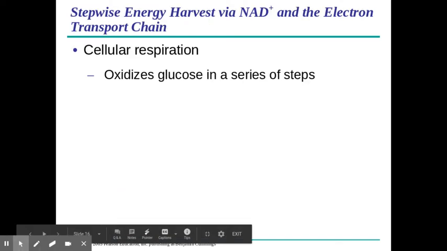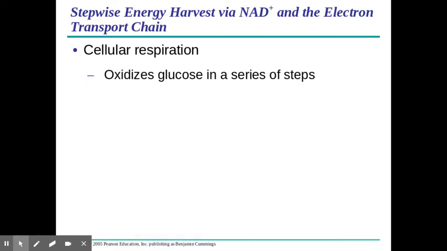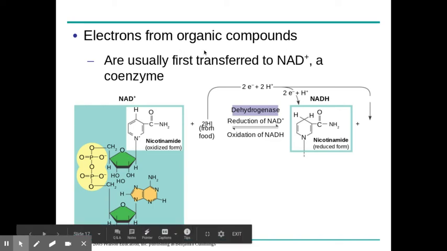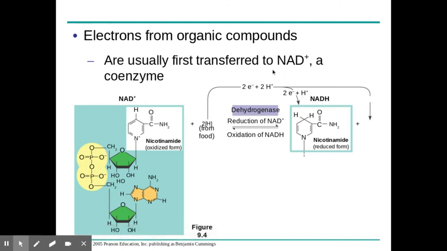So cellular respiration oxidizes glucose in a series of steps. We have to do this in a series of steps. If it wasn't in a series of steps, it would be too big of an energy release and we wouldn't be able to harness it. So electrons from organic compounds, like again, think glucose for that organic compound for most of this, are usually going to be first transferred to NAD, which is a coenzyme.